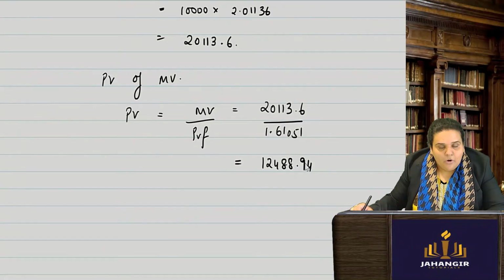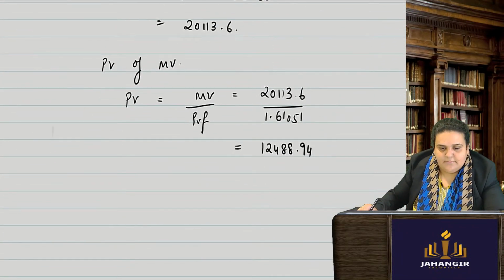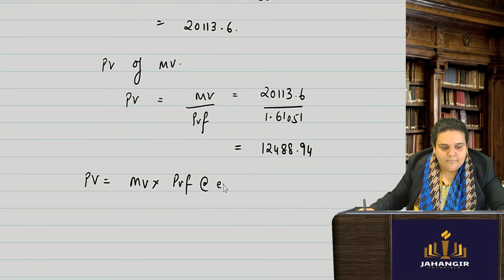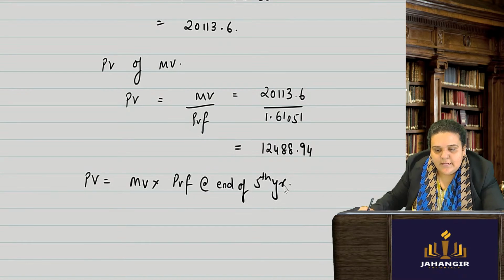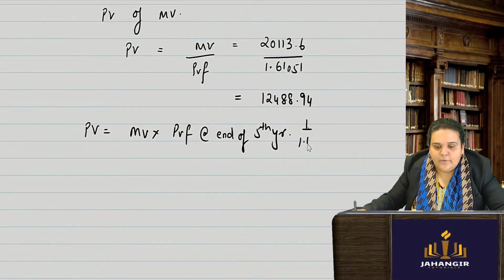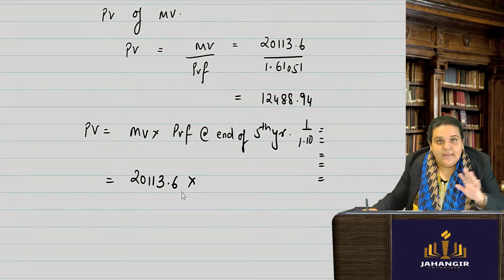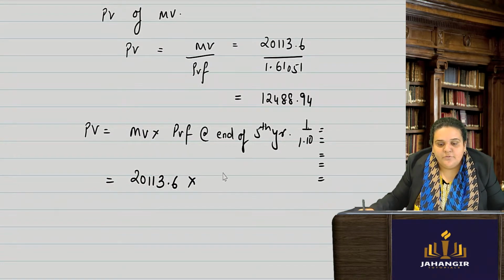But if you want, like how we did in the previous sum, present value, I did maturity value into PV factor at the end of 5th year. So in that case, you can do 1 divided by 1.10 raised to 5. So then you will get 20113.6. PV factor at the end of the 5th year will come to 0.6209. So again the answer will come the same.